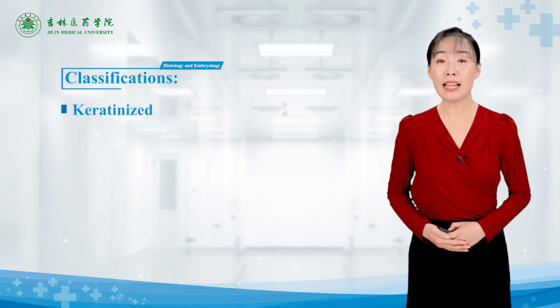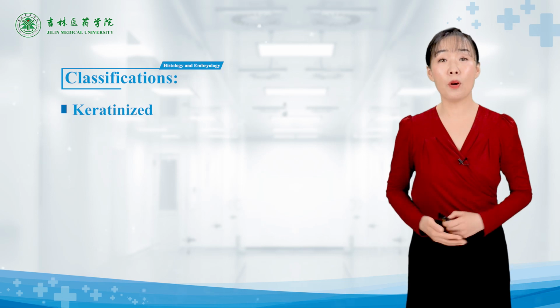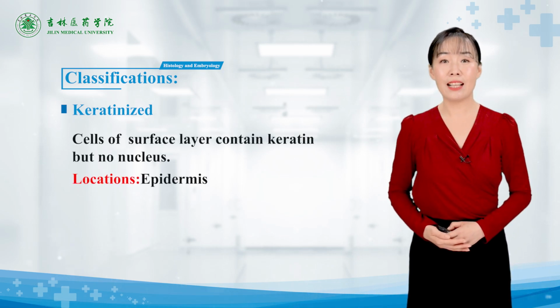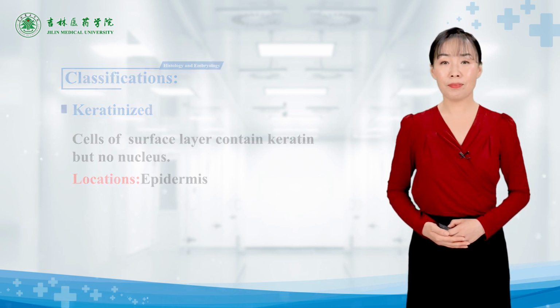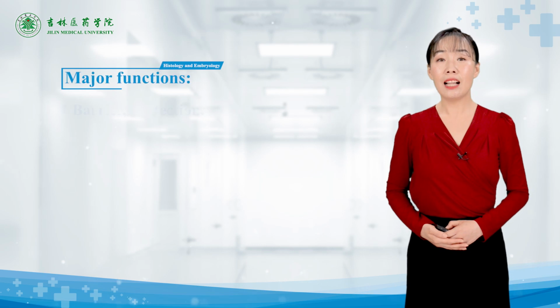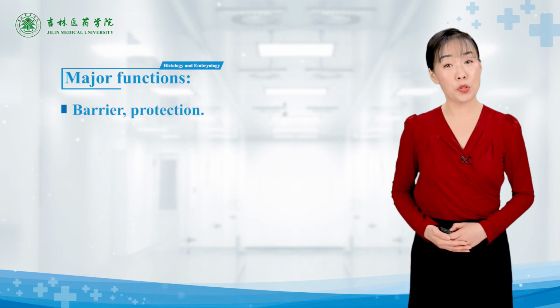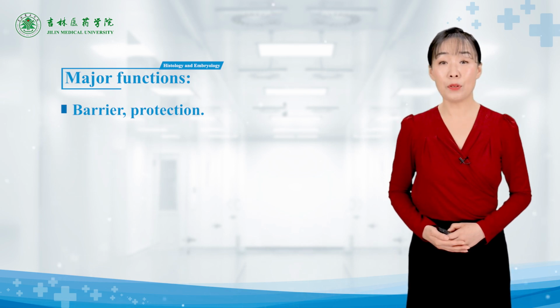Keratinized stratified squamous epithelium covers the entire exposed surface of the body. The cells of the surface layer contain keratin, but no nucleus. Functionally, this variety is particularly well adapted to providing physical functions such as barrier and protection.